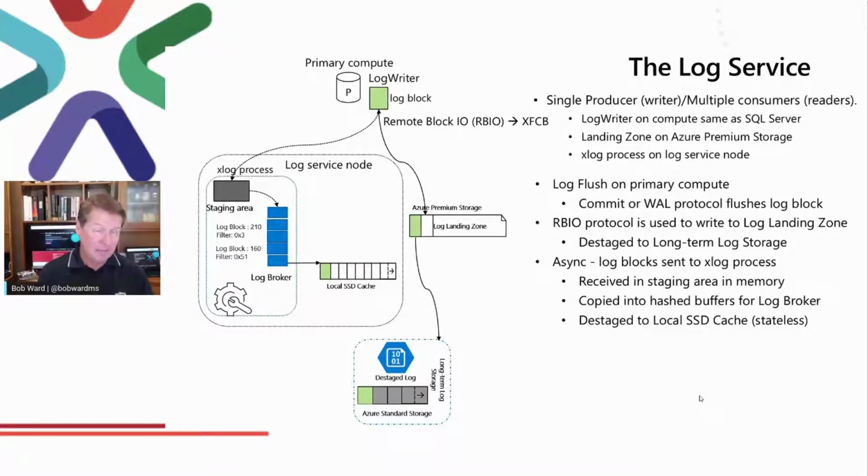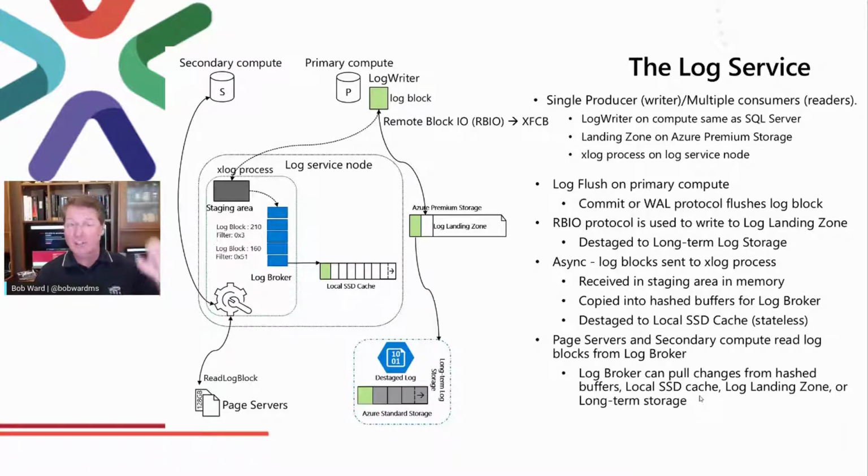Now, this is memory, so there's only so much that can be kept here, which is why the log broker needs a local SSD cache to put other log blocks if its log broker area fills up. So you can see how the pieces work together. You store your log on storage, but the xlog process is also taking these log blocks. Why does it need to do that? Because it is the way a secondary compute and a page server will request log changes based on LSNs, to say, hey, give me log blocks, I need to update myself.